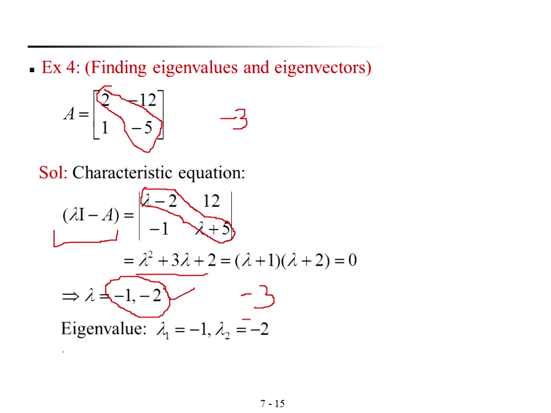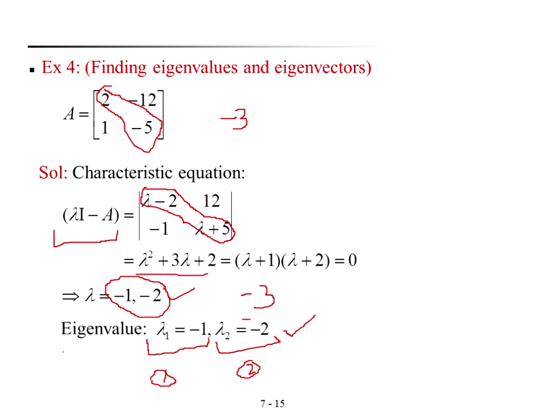Now we are going to find the eigenvectors. First of all, we have to find the eigenvector corresponding to lambda is equal to minus 1. Then secondly, we find the eigenvector corresponding to lambda is equal to minus 2. So there is a long question. If you are going to find eigenvalues and eigenvectors, then it is a little bit long question.